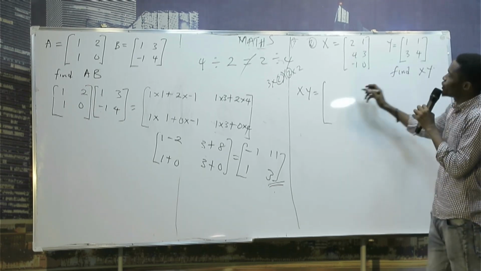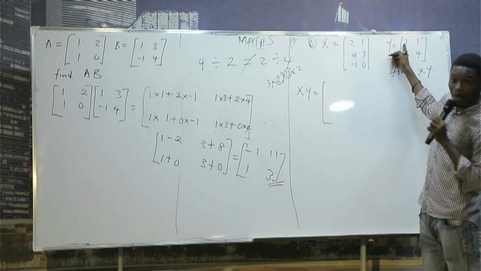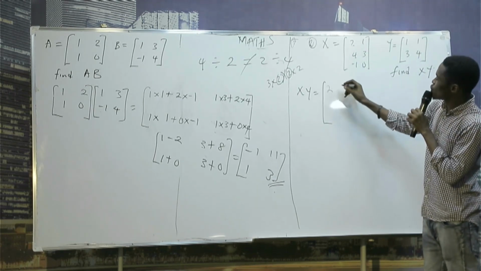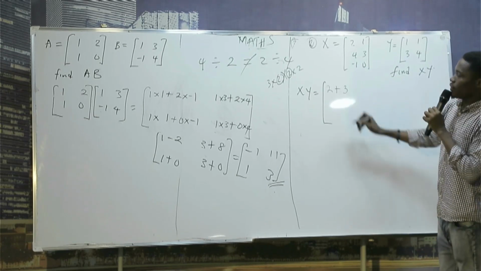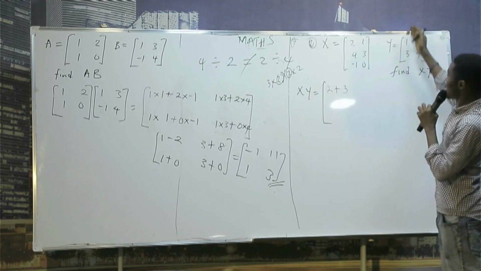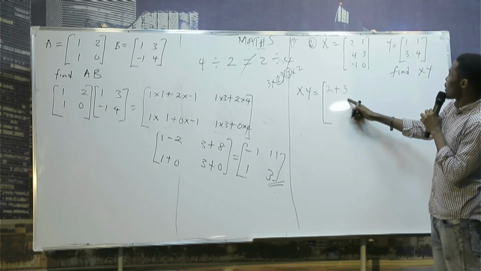2 times 1 is what? 2 times 1 is 2. Plus 1 times 3 is what? You know what I'm doing, right? Row and column. So this is it. We are done with that one.